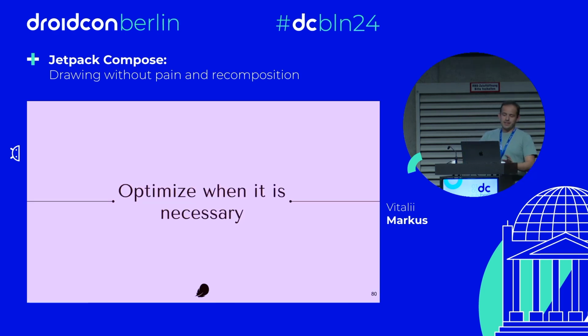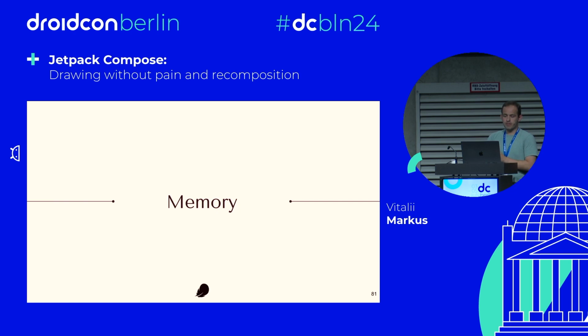So in this case, I follow the common principle: please optimize only when it's necessary. Because in the pursuit of optimization, I think you can make the code completely unreadable. Okay, let's go to the next topic. It's regarding memory.